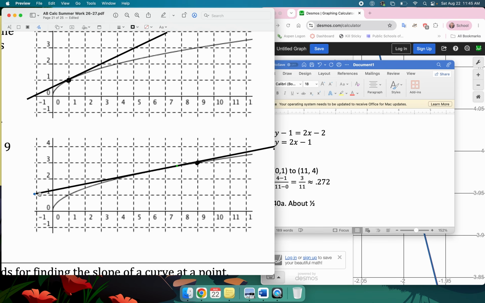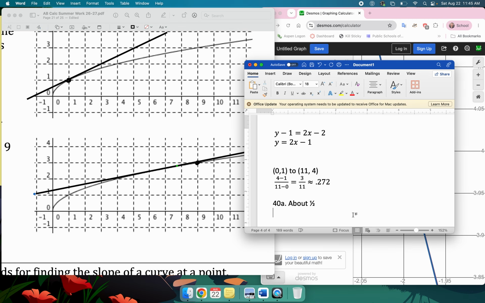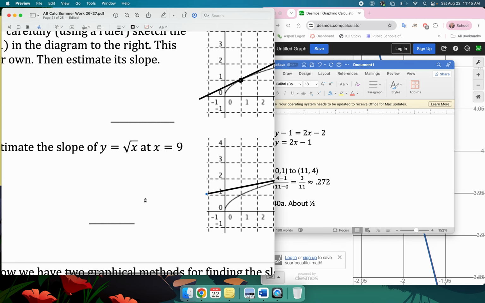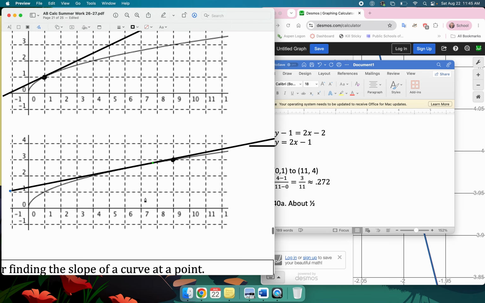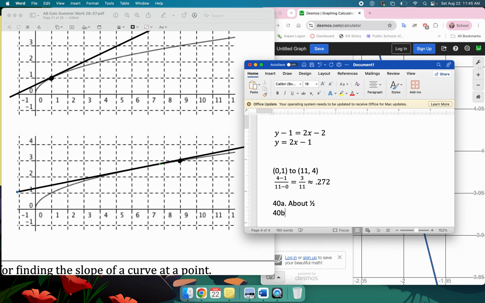Well, it looks like it goes through this point, which is negative 1, 1, and it certainly goes through this point, which is 9, 3. So what is the slope? What problem is this, by the way? This is 40b. All right, so 40b.